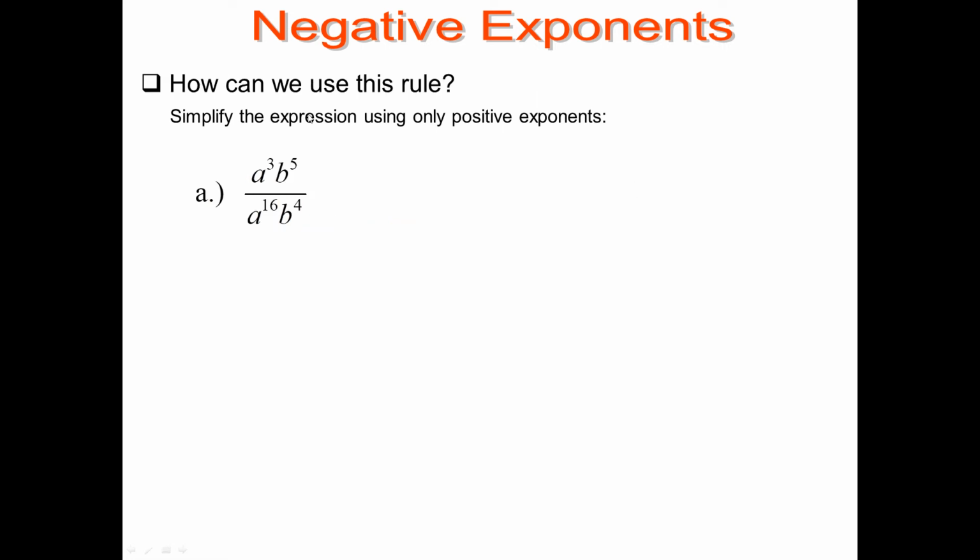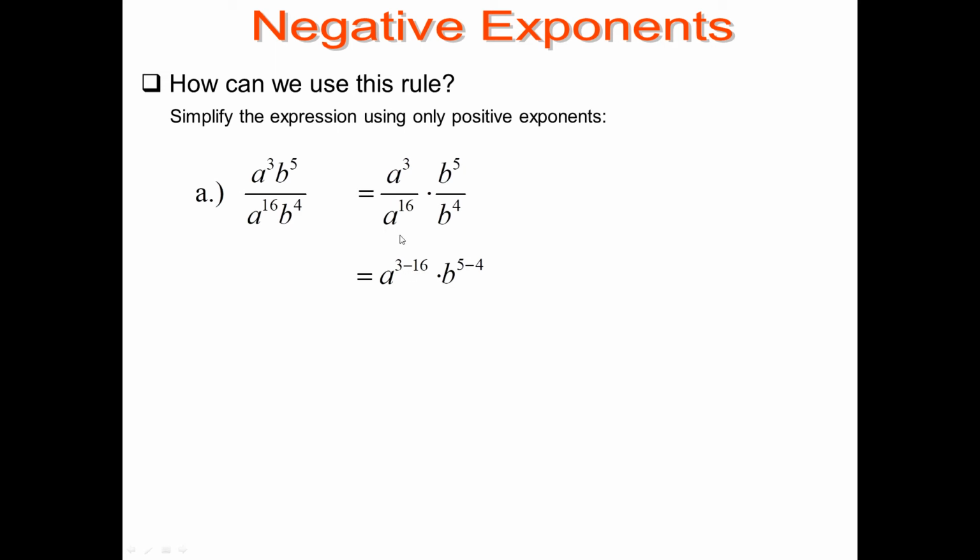So how do we use this rule? Well, let's suppose we're doing a division problem. We have the same bases with exponents, and we're dividing. Just to keep things easy, I write them separated, so I keep the bases the same together. Notice how they're separated, and then I know what's what. I'm going to keep the base and subtract the exponents. So I have a to the 3 minus 16, and then b to the 5 minus 4.